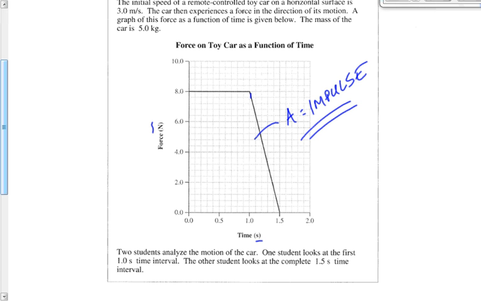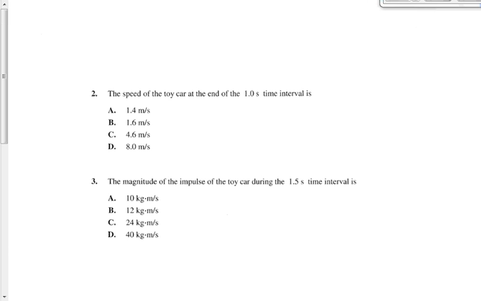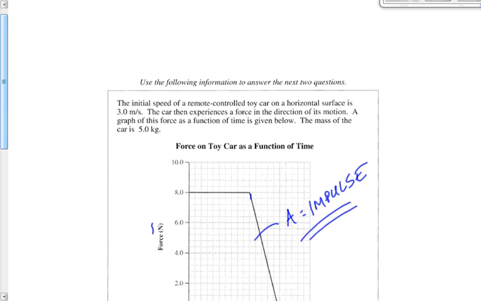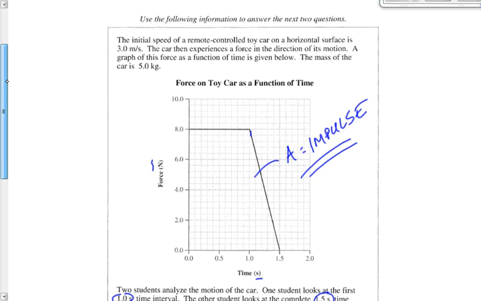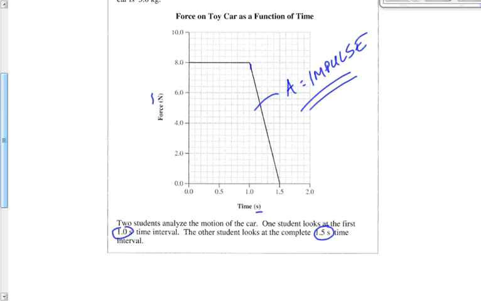Now, we also have a time here, 1.5 seconds. Talking about 2 time intervals, actually, where we're looking at the first 1 second, and then we're looking at the complete 1.5 second interval. Let's see what we're asked here. Let's get the area, and then let's figure out finally what we're asked for. The speed of the toy car at the end of the 1 second time interval. That 1 second thing is pretty important there, right? Because it's not the entire graph. So might be something you want to circle in red or highlight or whatever the case may be. At the end of 1 second, what's the speed?